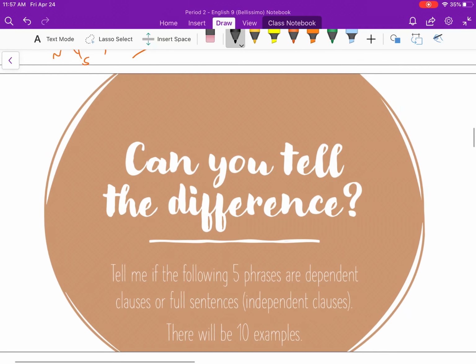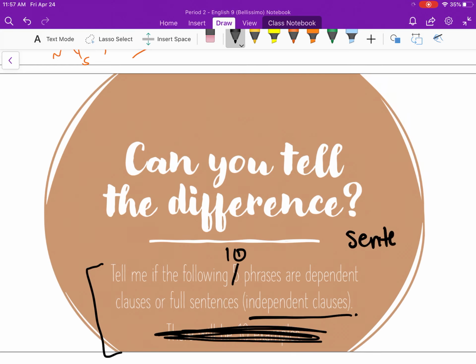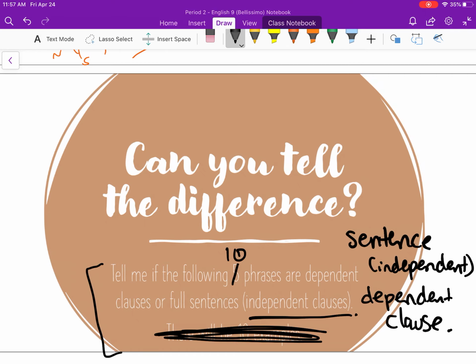Okay, so let's see if you can tell the difference. So tell me if the following 10 phrases are dependent clauses or full sentences, independent clauses. So you're telling me if they are a sentence or independent clause, or if it is our dependent clause. Okay, if you'd like to keep track, you can. It's going to be out of 10. But let's see how you do on these guys.